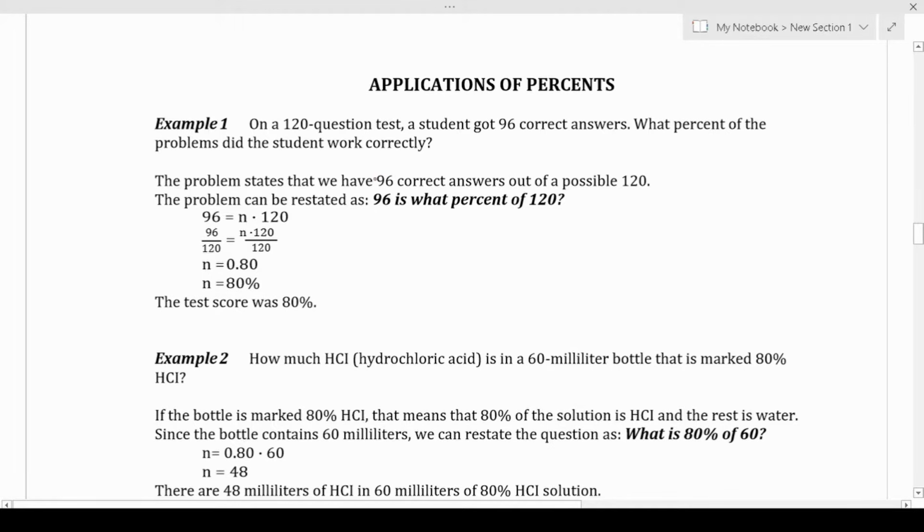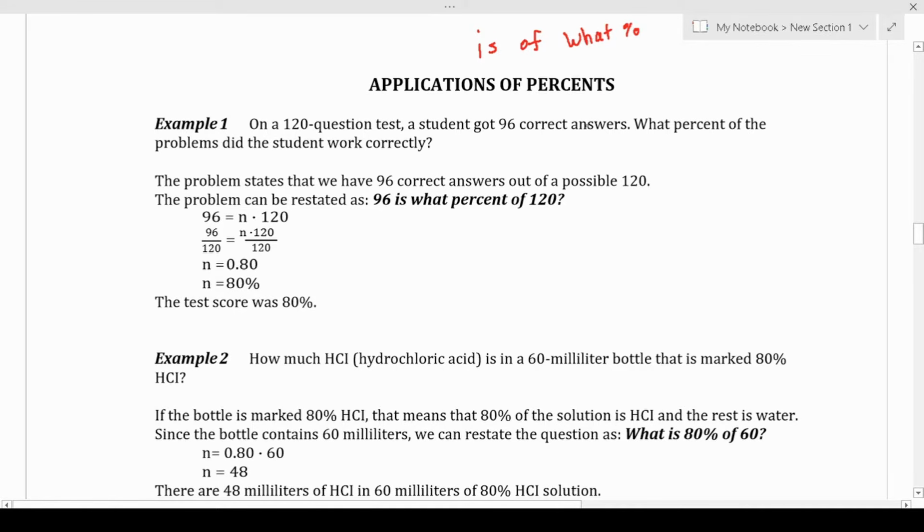So in example 1, it says on a 120 question test, a student got 96 correct answers. What percent of the problems did the student work correctly? So let's try to write this as a phrase. Again, we're going to use the words is, of, and what percent.